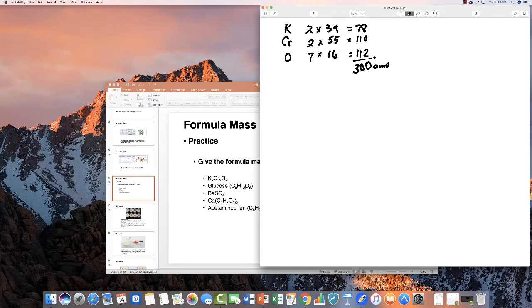Let's look at glucose, which is C6H12O6, so that's going to be 6 times 12.01. I remember that from what we just did. H12, so that's going to be 12 times 1.008. And O6, which is going to be 6 times 16. This is 96. This is going to be 72.06.